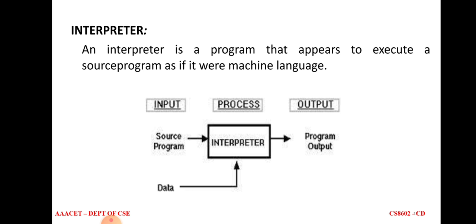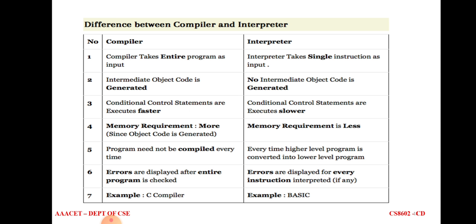The next important point is the interpreter. The interpreter is also a translator, which converts the high level language into machine level language. So the input is the source program and the output is the target program or machine level language. These are the differences between compiler and interpreter, because both are translators. The compiler takes the whole program as input, but the interpreter takes a single instruction, line by line, as input at a time.